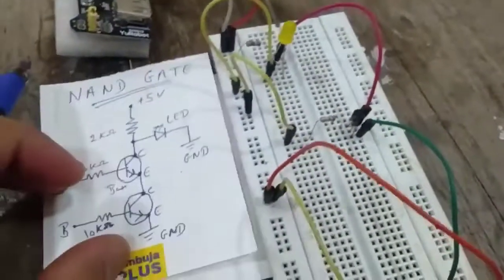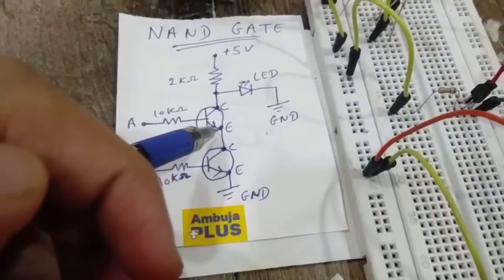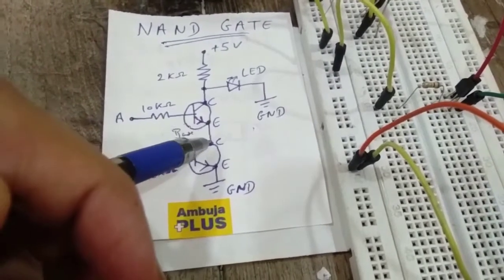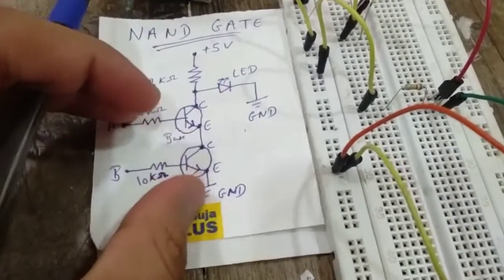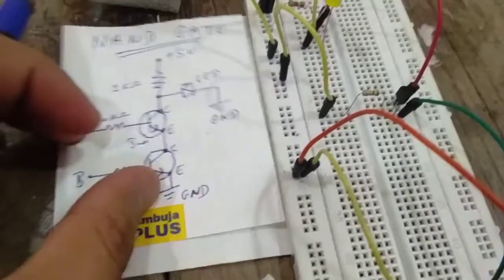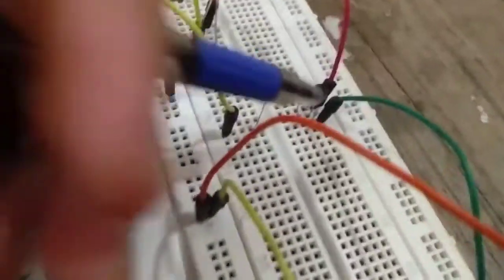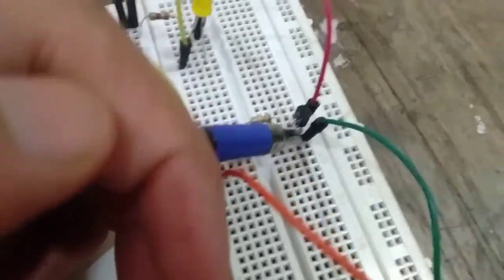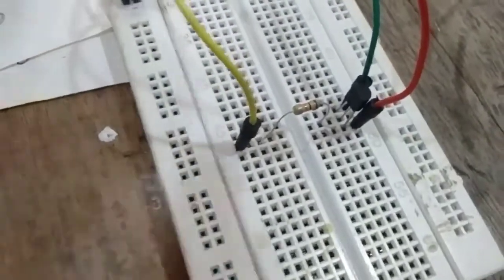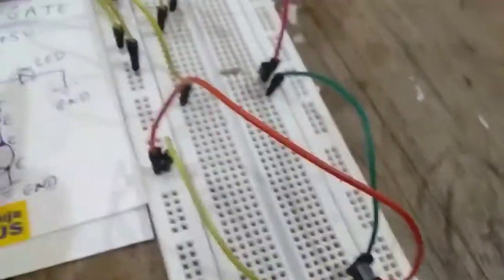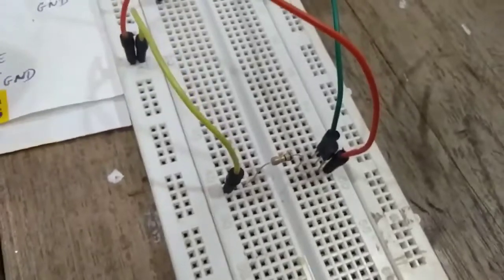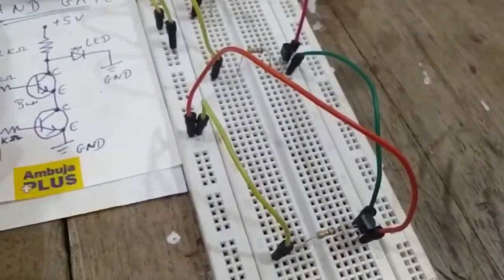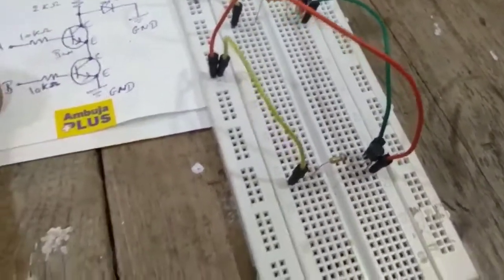NPN transistor. Now the emitter terminal of first transistor is connected to the collector terminal of second transistor in series mode. So here you can see the third pin of this first transistor, the emitter terminal, is connected to this collector terminal of second transistor using a series connection, that is a direct wire, and this makes a series connection between transistor 1 and transistor 2.